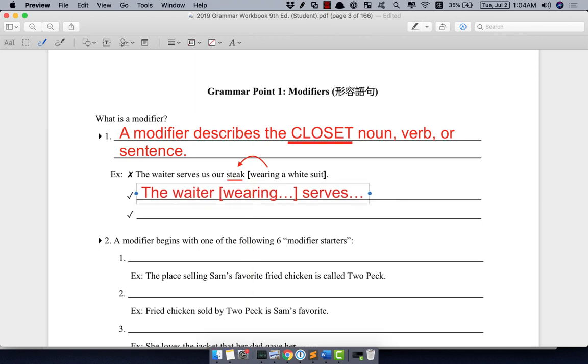And to make it clear that wearing a white suit describes the waiter, I also want you to draw an arrow from wearing a white suit to the waiter, like so.